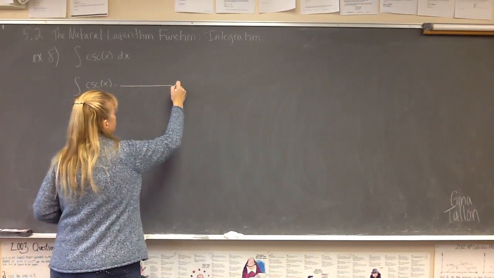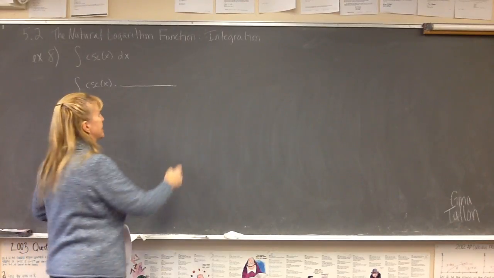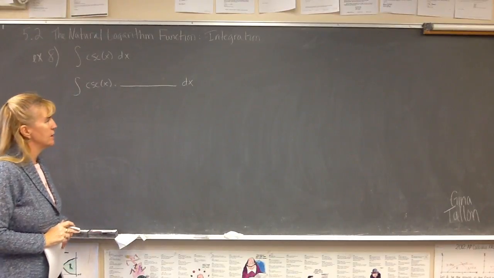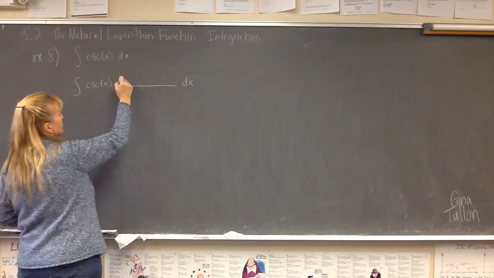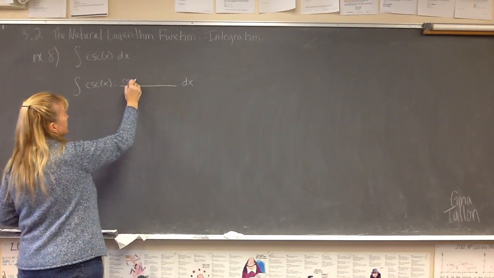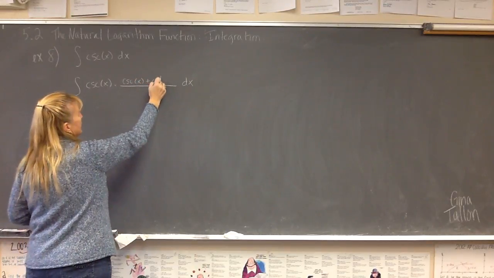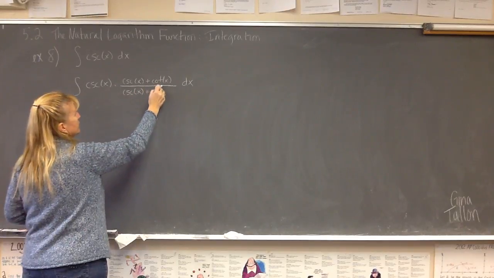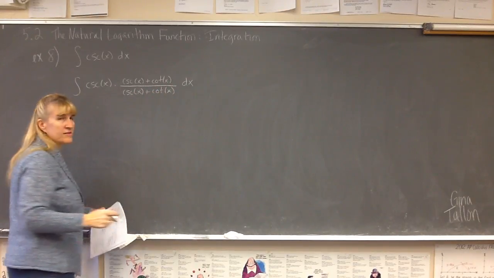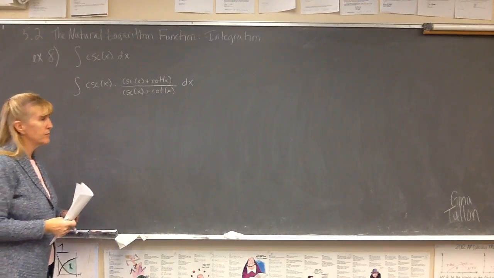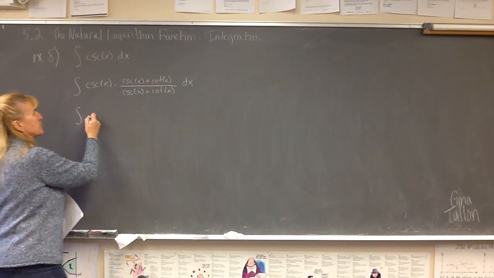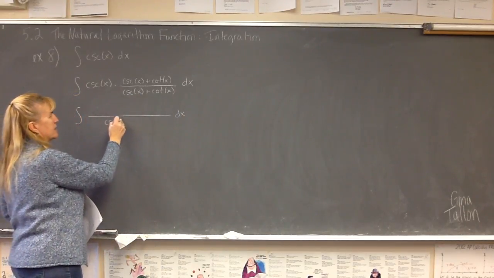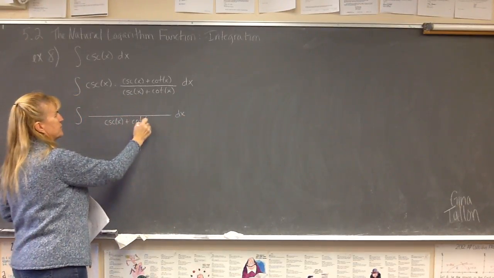another binomial over binomial right there, and it's going to make my u substitution come into play a little more easily. So I am going to multiply by cosecant x plus cotangent x over cosecant x plus cotangent x. This question definitely mimics example 7. I'm going to multiply out the numerator and leave the denominator alone, cosecant of x plus cotangent of x.